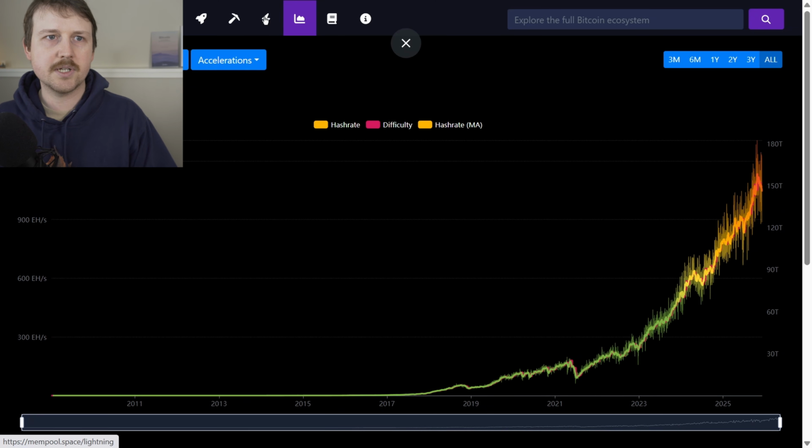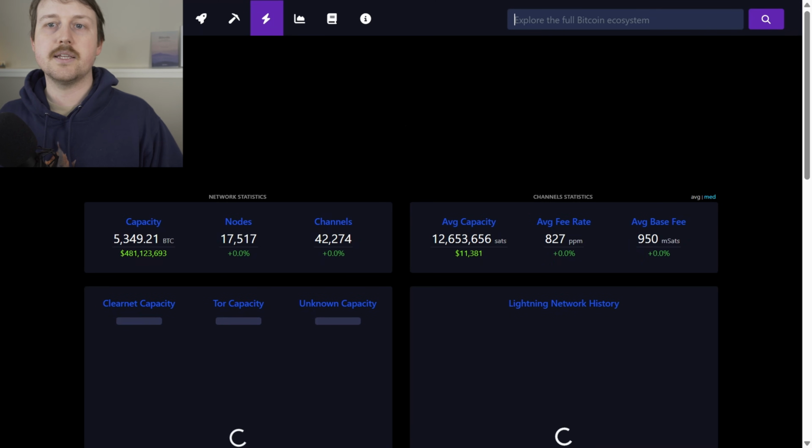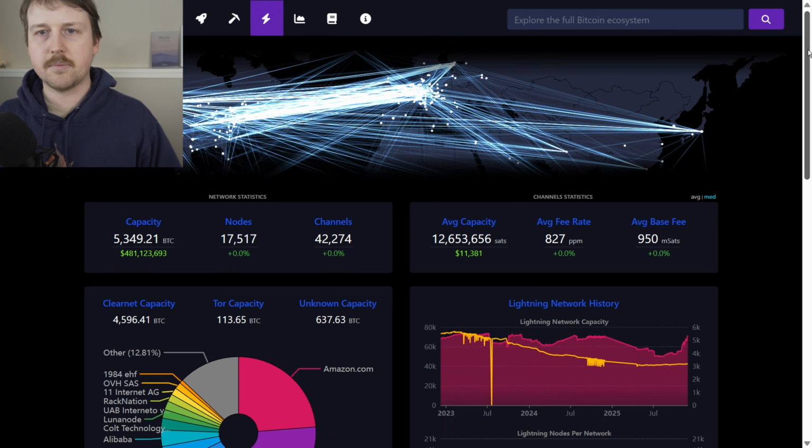We can also hit this tab up here, this little lightning bolt, and we can take a look at the Lightning Network, which is a layer 2 on top of Bitcoin.